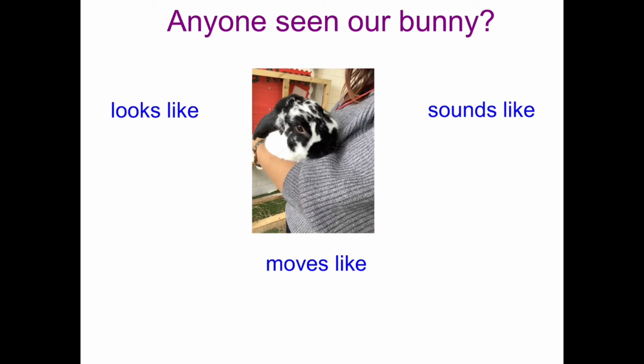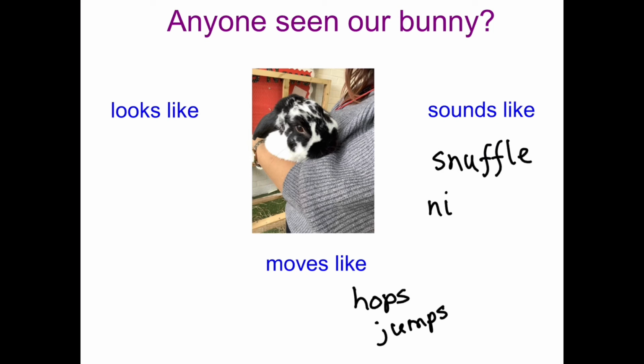So when you're thinking of ideas, you can think about what do they look like, what do they sound like, what do they move like. So we know that Oreo hops, and sometimes when it gets excited he might jump. Now I don't think rabbits make much noise. He might sort of snuffle a bit. I don't think they make much noise, but he does nibble and he does chew. And then you could think of some adjectives.